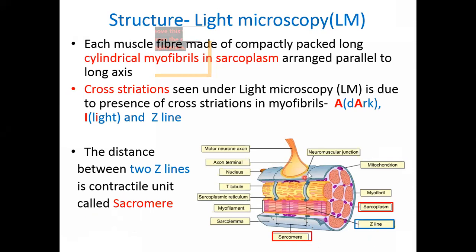Here you can also see this is called a neuromuscular junction. You can see this is the motor neuron axon, and the axon terminal, how it is coming towards the muscle fiber. Now moving on.